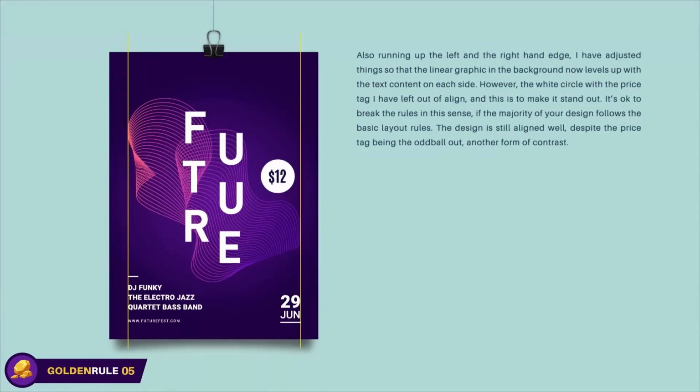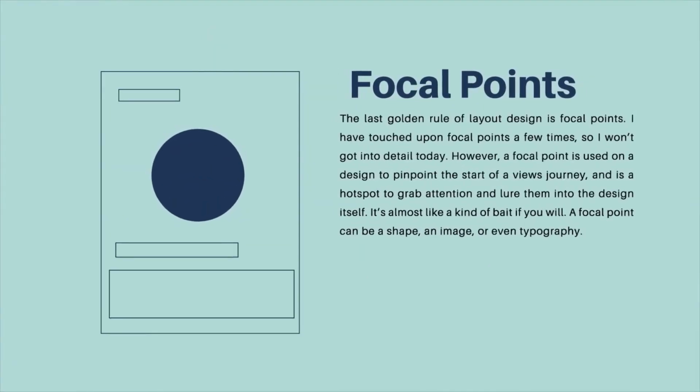Now also running up the left and the right-hand edge, I've adjusted things so that the linear graphic in the background now levels up to these text contents on the sides. However, the white circle with a price tag, I've left this not aligned properly, and this is to make it stand out more. It's okay to break the rules in some sense, as long as the majority of your design does follow the basic rules. The design is still aligned well despite the price tag being the odd one out. And that's just another form of contrast.